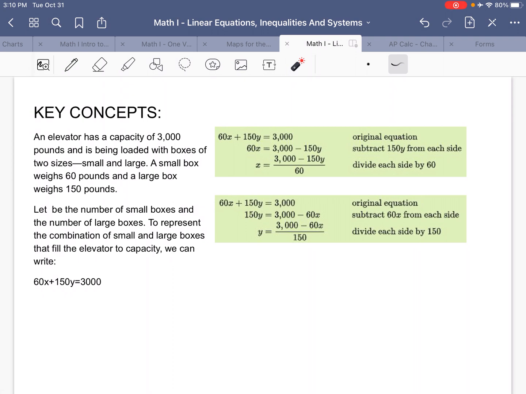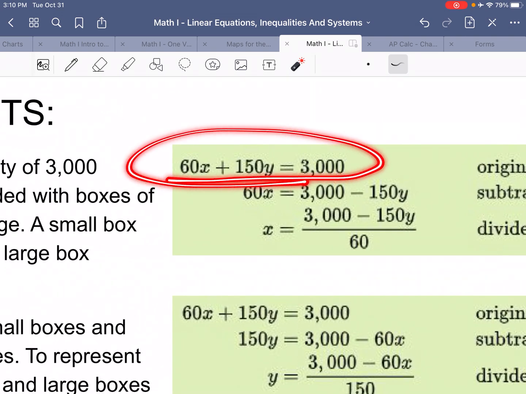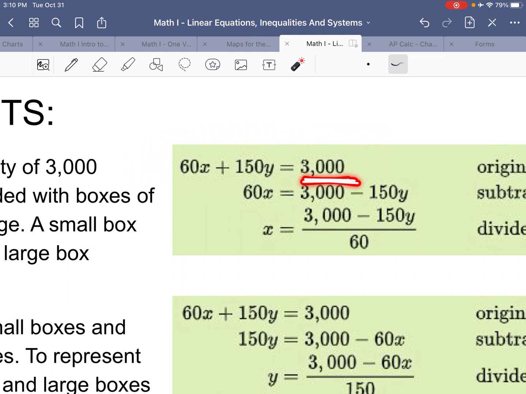So, key concepts. If an elevator has a capacity of 3,000 pounds and is being loaded with boxes of 2 sizes, small and large, a small box weighs 60 pounds and a large box weighs 150 pounds. Based off of that, we should be able to come up with this equation for the total capacity. Total capacity 3,000 is equal to the weight of a single small package times the number of small packages plus the weight of a large package times the number of large packages. And that combined total weight of small and big packages is going to be 3,000.